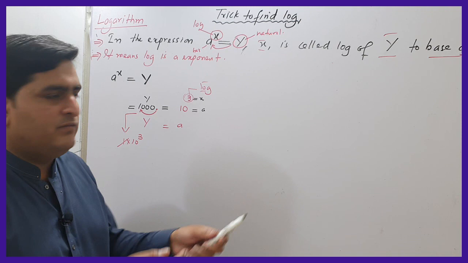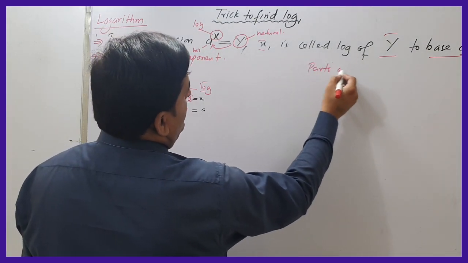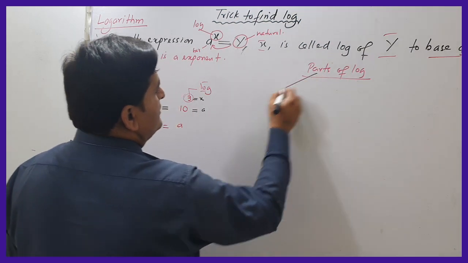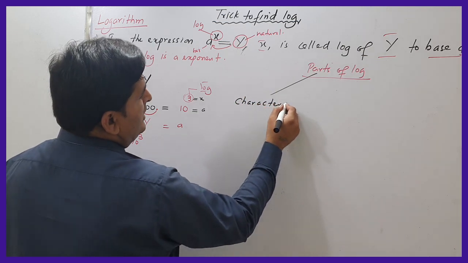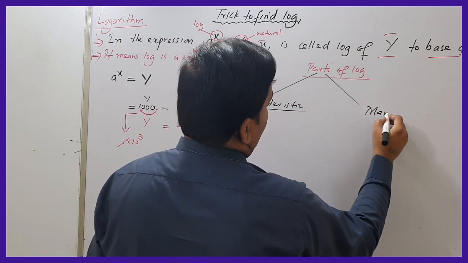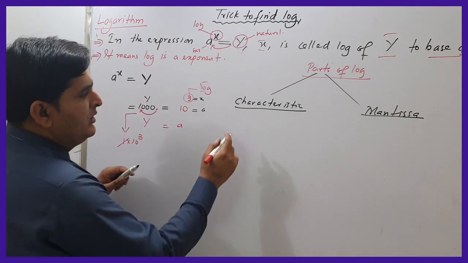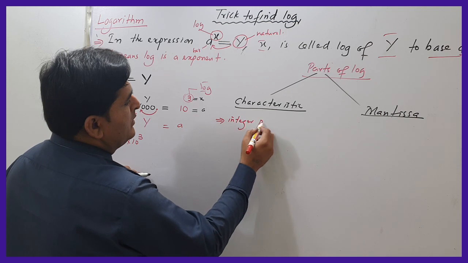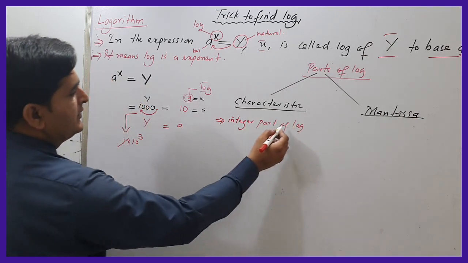Now we discuss the parts of logarithm. There are two main parts of logarithm. One is called characteristic, and the other is mantissa. The characteristic is the integer part of logarithm. This part of logarithm is an integer number.